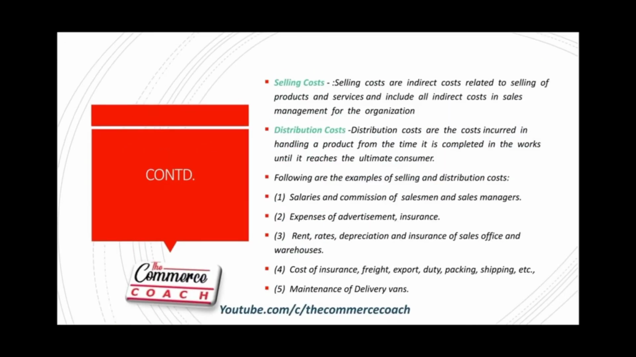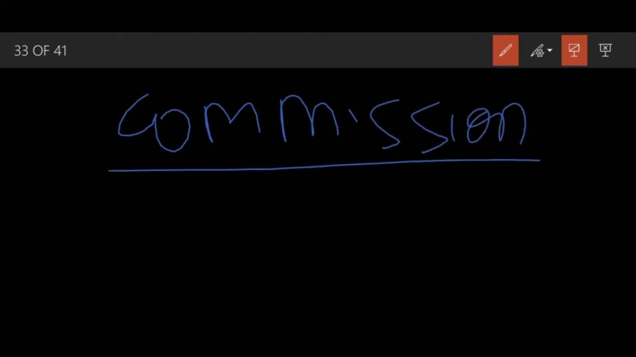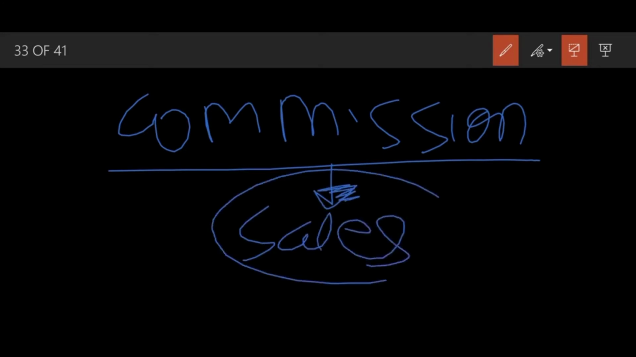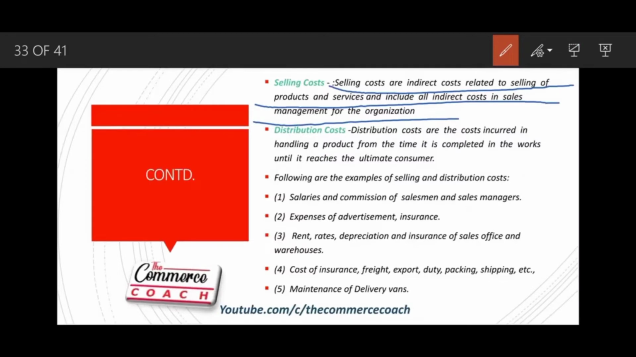Now move on. Selling costs. So what are the selling costs? Selling costs are indirect costs related to selling of products and services and include all indirect costs in sales management for the organization. Suppose the organization has paid commissions to agents to sell the products. Okay, so the agent will charge the commission on the total sales. So this expense is indirect. Remember, you were writing the commission portion of expenses in the profit and loss account as indirect expense. Why? Because commission is not directly concerned with the production process. It is concerned with the process of sales only. But this cost will also form a part of total cost.